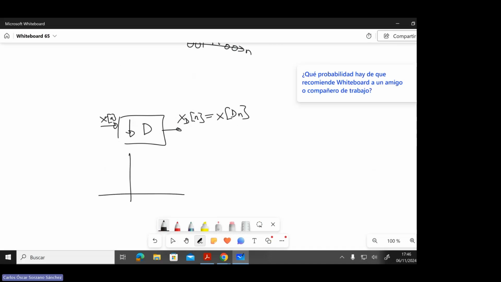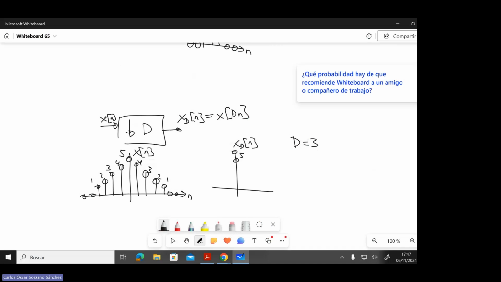So if you have x of n, this is n, then we have x d of n. Let's put numbers. Let's say that this is 5, 4, 3, 1, 4, 3, 1, and zeros. Let's say that d is equal to 3 again. Then this is 0, 1, 2, 3, 4. We will have 5, then 2, and then we will have 0. That is all we have to do here.